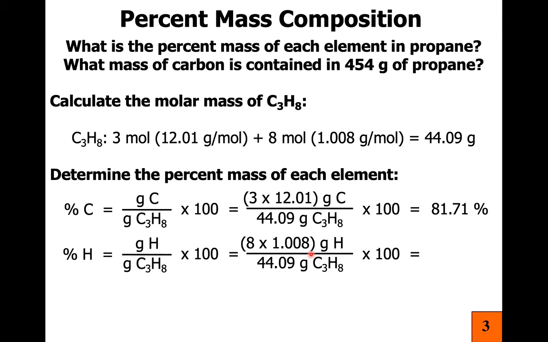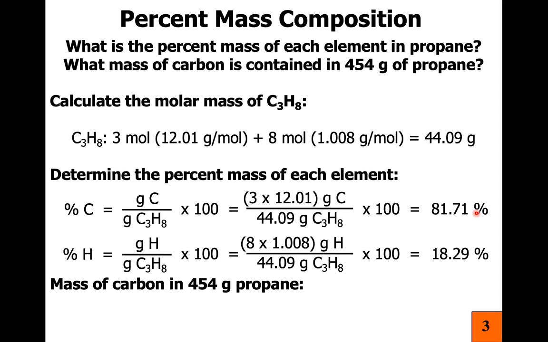Again, there's 8 hydrogens, and each one has a mass of 1.008, and we divide that by the mass of the whole molecule, multiply it times 100. A good check that we have here is if we sum these together, so all the pieces of something added together have to give us the whole thing back. So if we sum these two numbers together, we get exactly 100% back.